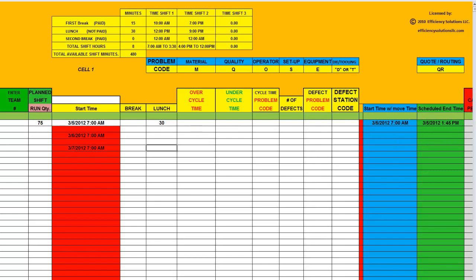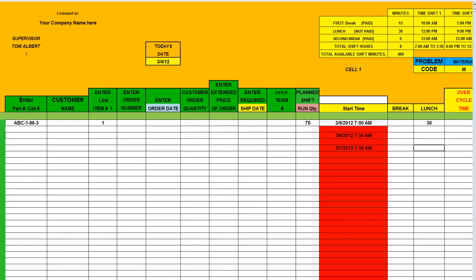As demand fluctuates, we schedule production according to demand using the real-time scheduling module you reviewed here and in earlier videos, and track efficiency to quotes and routings, problem codes, overproduction, and defects on every customer order that is produced in real time.